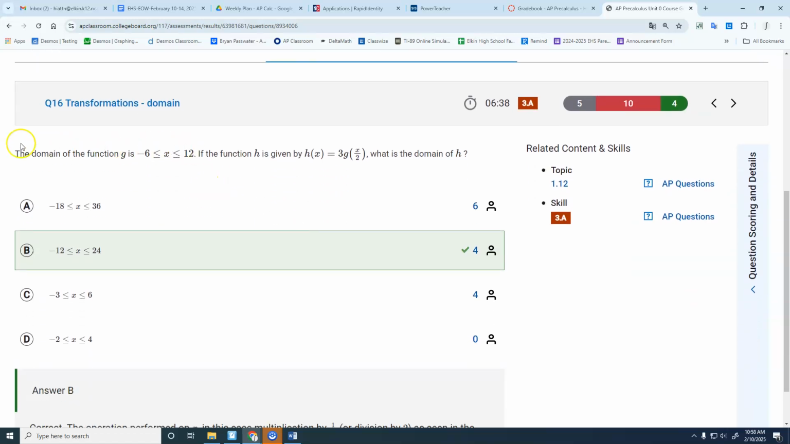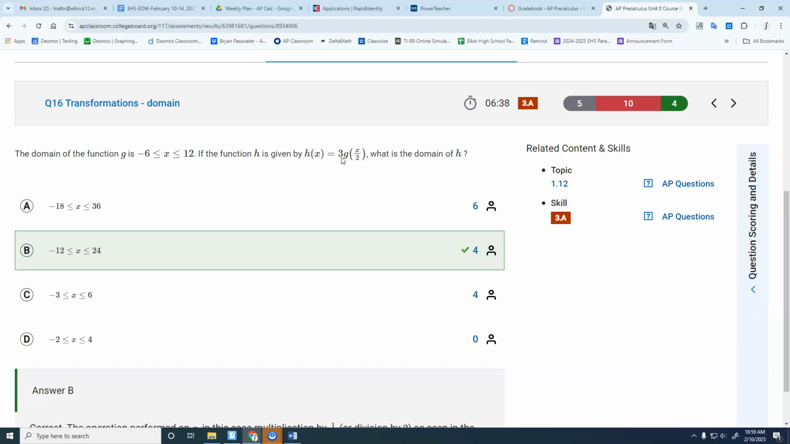Okay, so for this problem, it gives you h of x equals 3g of x over 2, and asks for the domain of h. So this function has two things that have happened to it. Let's see. Kendall, what's that 3 out front do? If we multiply a function by 3, it's a transformation. What does it do?